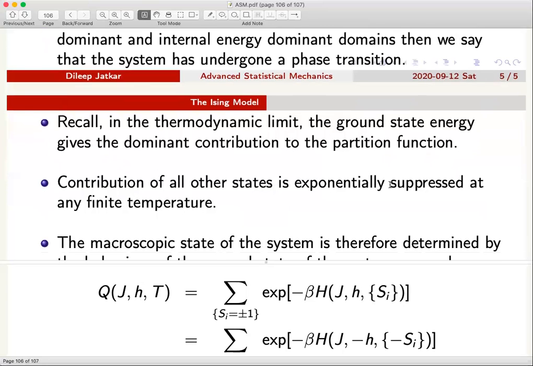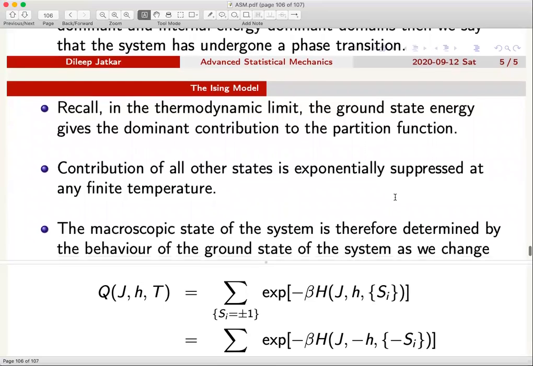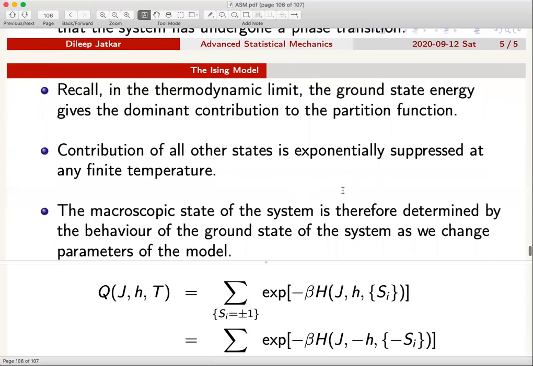Of course, that would require the system to be at finite temperature. If the system is at infinite temperature, that means beta is equal to 0, then the structure is totally different. But we are not really looking at systems at infinite temperatures anyway.